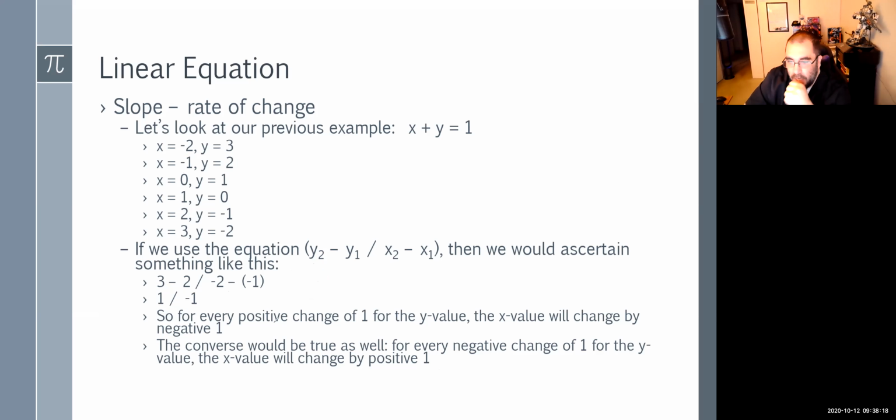So every positive change of 1 on the y value, the x value will change by -1. The converse would also be true, which is what I'm trying to get at. For every negative change of 1 on the y value, the x value will change by +1. And that's how we get that beautiful slope going.